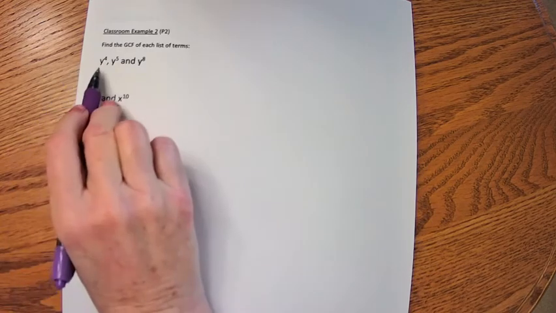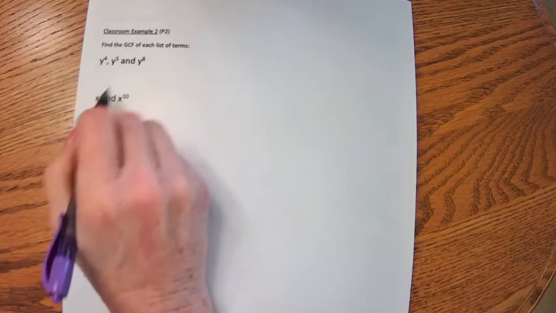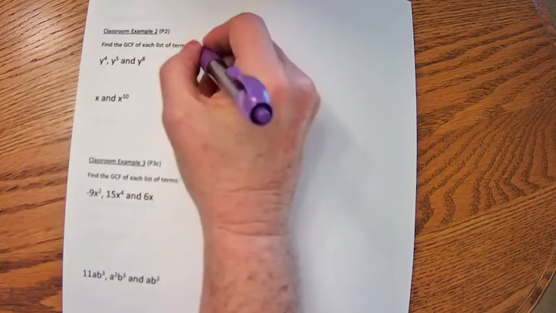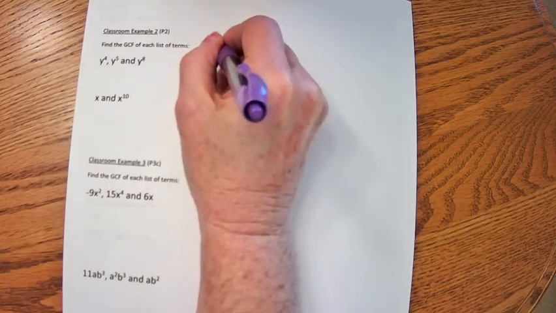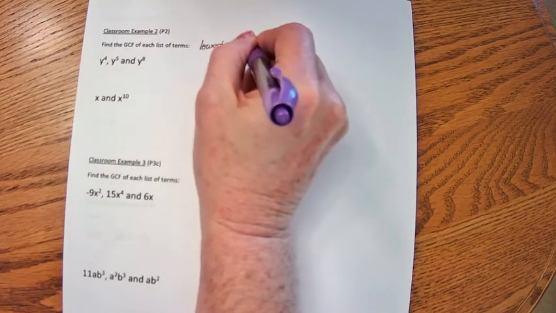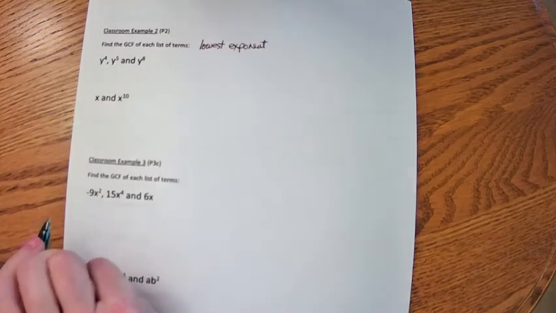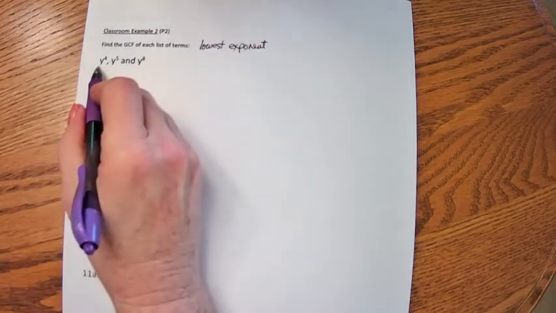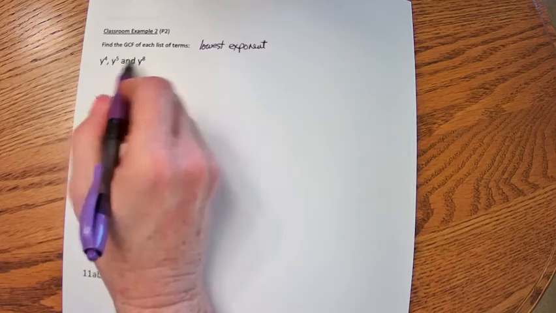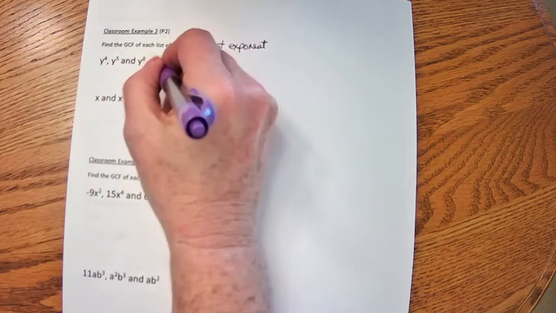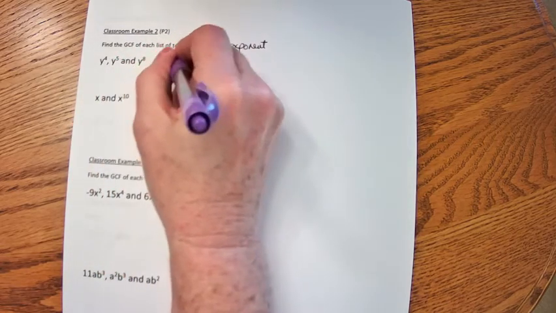For classroom example 2, how do you find the greatest common factor from a list of terms, variables raised to exponents? They have to have the exact same base, and then it is always the lowest exponent. So here I have y to the fourth, y to the fifth, and y to the eighth. The GCF of those three would be y to the fourth.